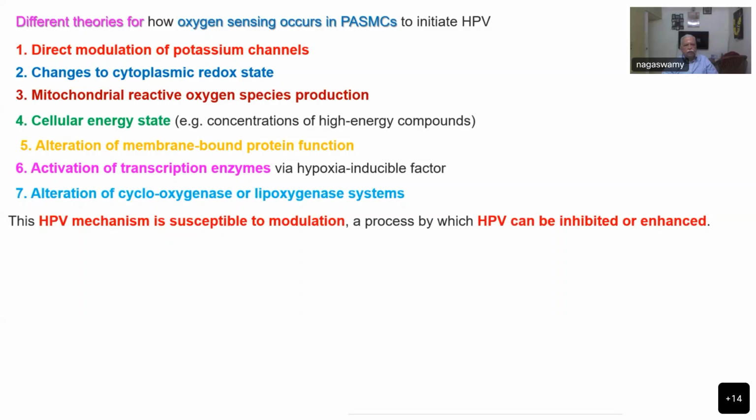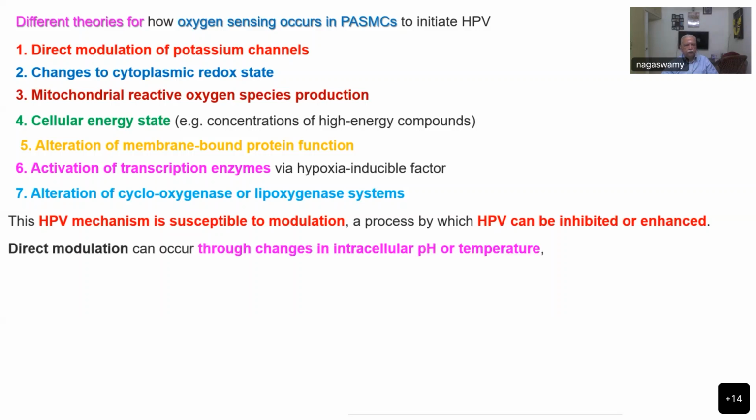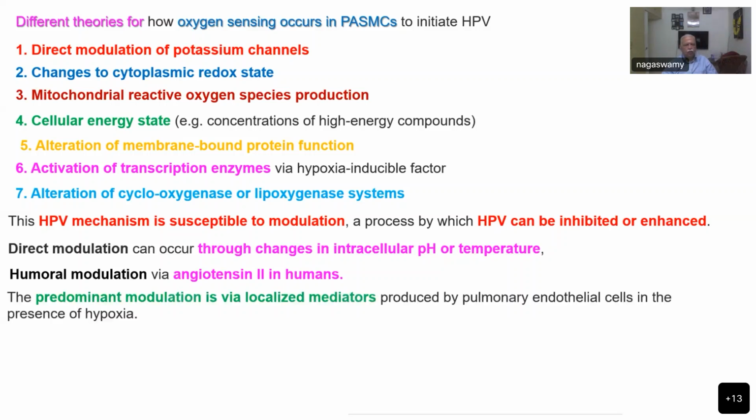So it is susceptible to modulation, and HPV can either be inhibited or enhanced. This is the peculiarity of that. So direct modulation can occur through changes in the intracellular pH and temperature also. Whereas humoral modulation is done by angiotensin 2 in human beings. Because it is a vascular response, angiotensin 2 also is able to do that.